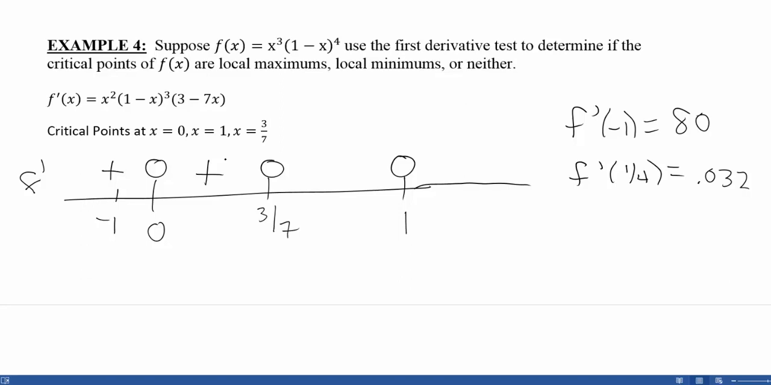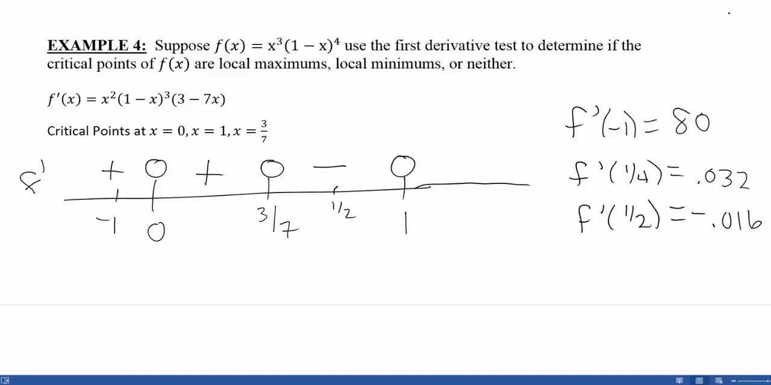Now I'm going to pick something between 3/7 and 1. So I'm going to pick half. When I plug half into my first derivative, I'm going to get -0.016. And again, I'm only really concerned about whether it's positive or negative, not how big or small it is in magnitude. So that is negative.